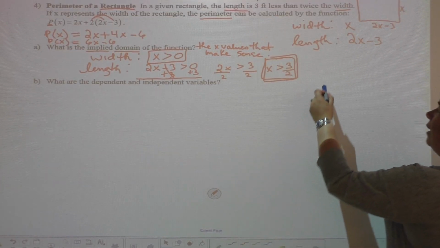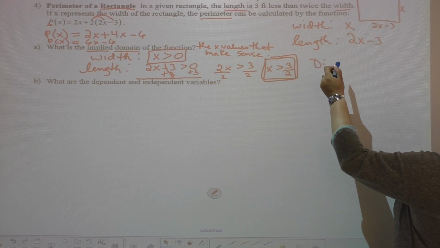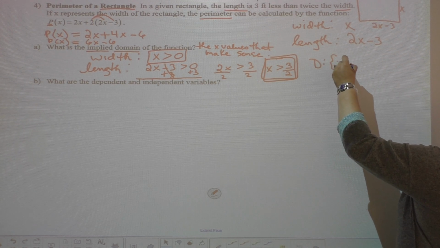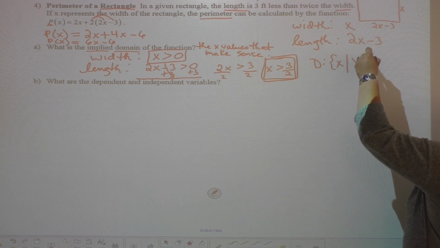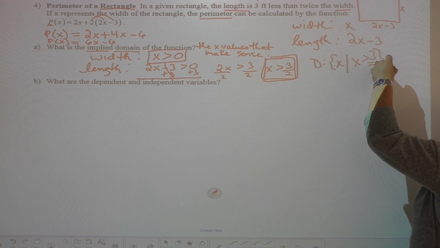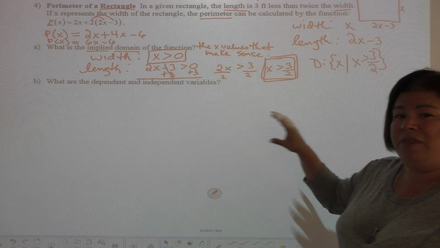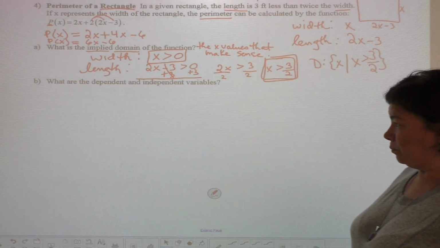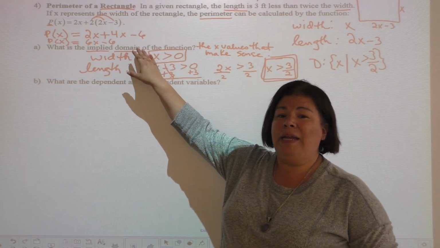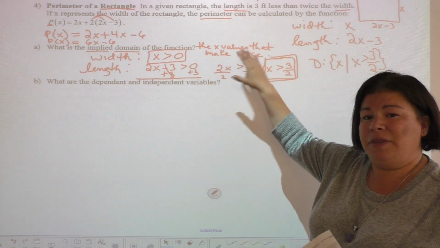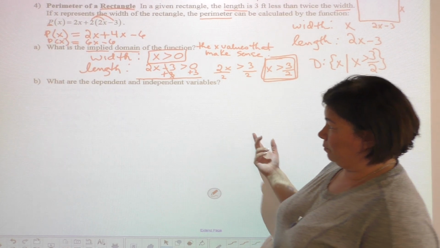So we're going to write that our domain is a set of all x values such that x has to be greater than 3/2. So that's our domain for this particular function. So in the implied domain, it has to make sense within the context of our problem.